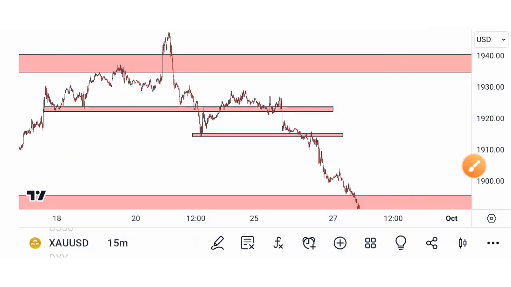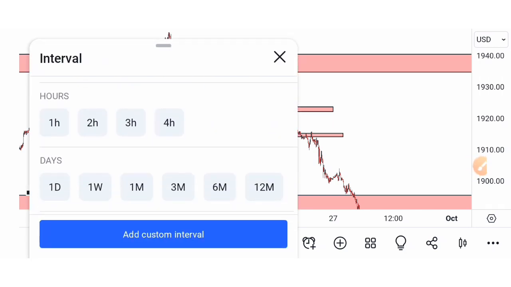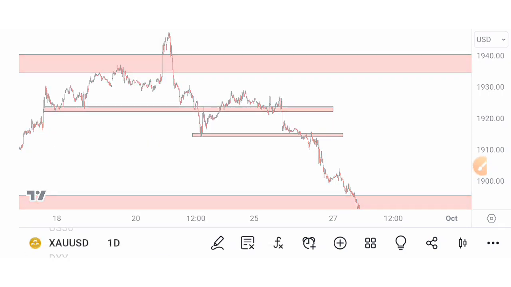But that's all I have for the pair that is for gold. There's nothing more, there's nothing less. I am bearish on this pair. You should be bearish on this pair.